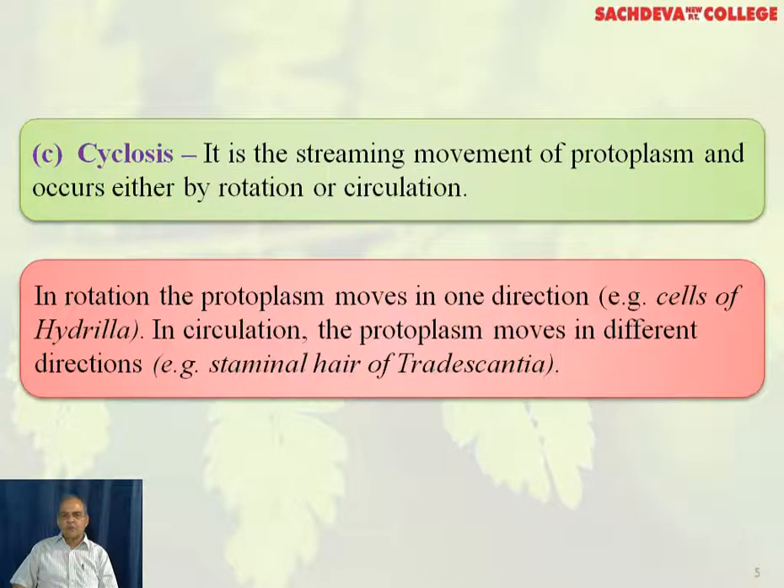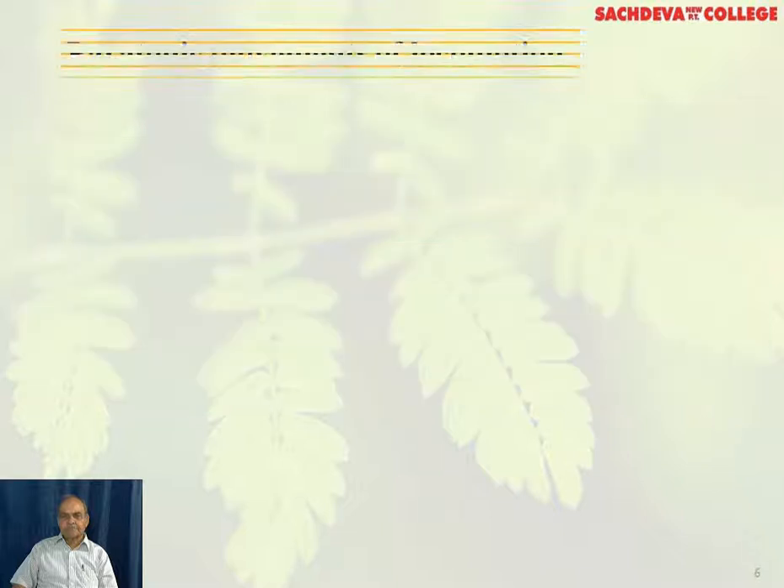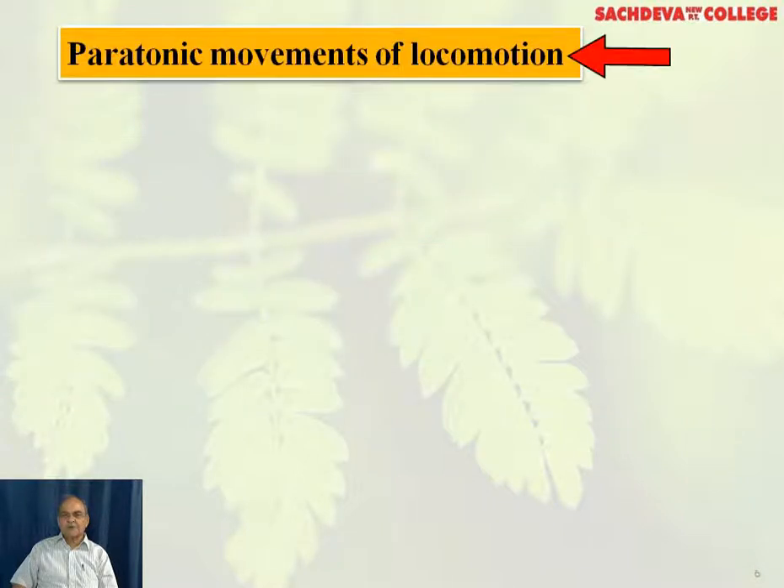In rotation, the protoplasm moves in one direction. An example is cells of Hydrilla. In circulation, the protoplasm moves in different directions. An example is staminal hair of Tradescantia. Paratonic movements of locomotion.